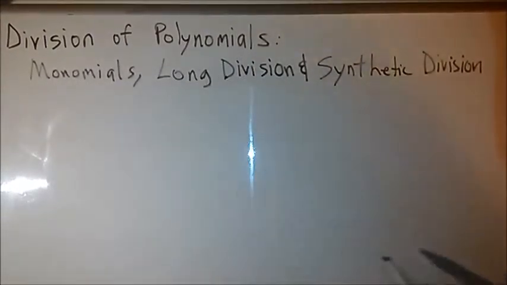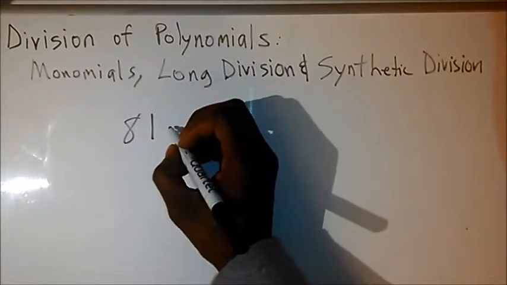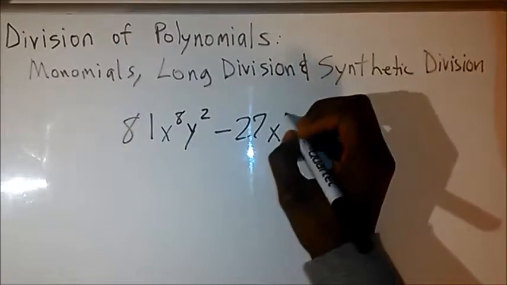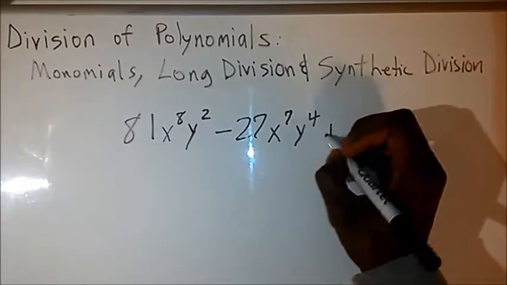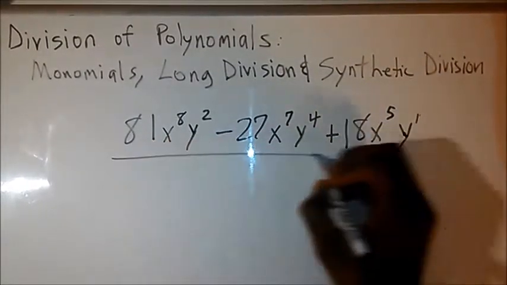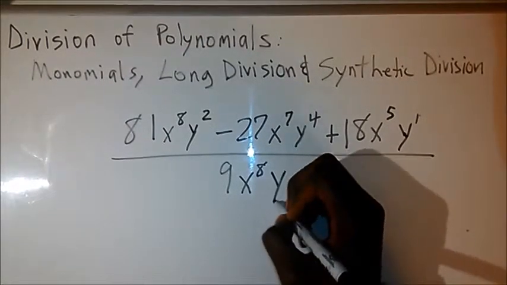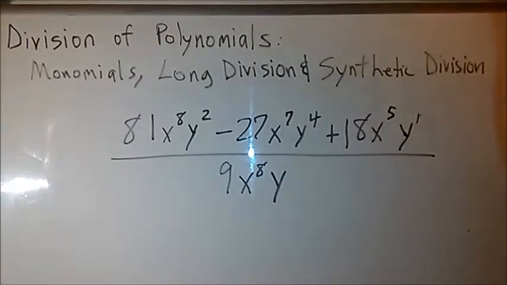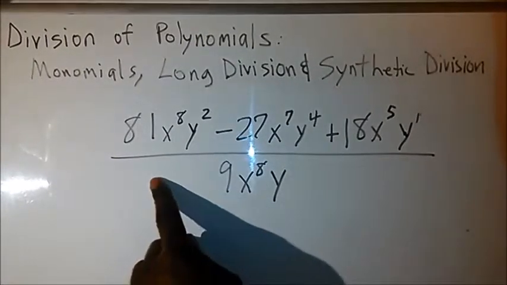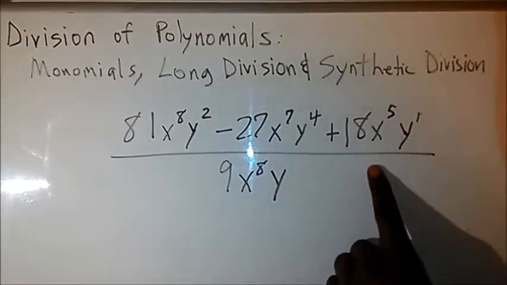Whenever we're dividing a polynomial by a monomial, for example, this right here, 81x to the 8th power y to the first power, and so on, divided by 9x to the 8th power y. Whenever a polynomial is divided by a monomial, we're going to place the monomial under each term. And here there are 3 terms. Once we place the monomial under these 3 terms, we're going to simplify.